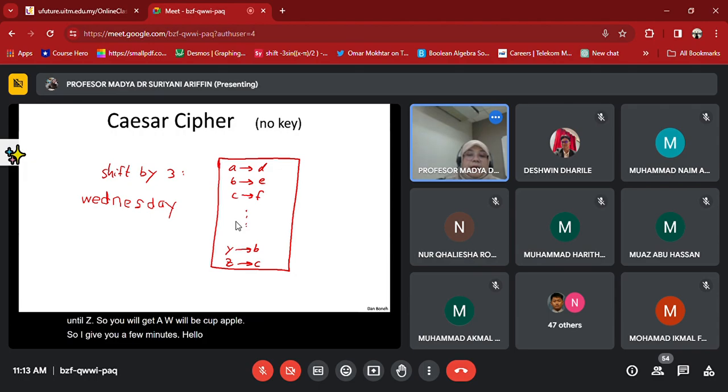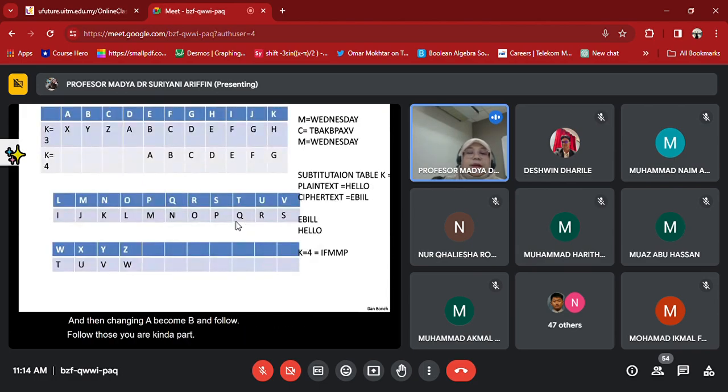So I give you a few minutes. Hello guys. I give you a few minutes and you try to type A, B and C until Z, and then changing A become D and follow terus. You akan dapat begini. So kalau tadi key dia adalah apa? Key adalah, for example, key adalah 3 kan? So A become, A, B, C dia. D become A, E, B, F, C. Macam ni lah. So dia akan changing one symbol to another symbol.